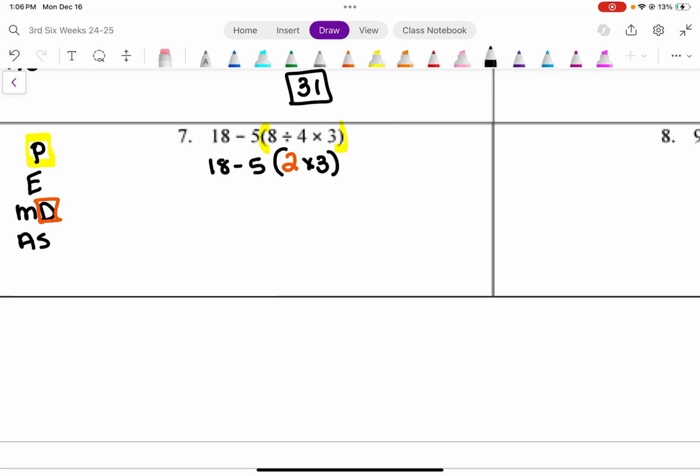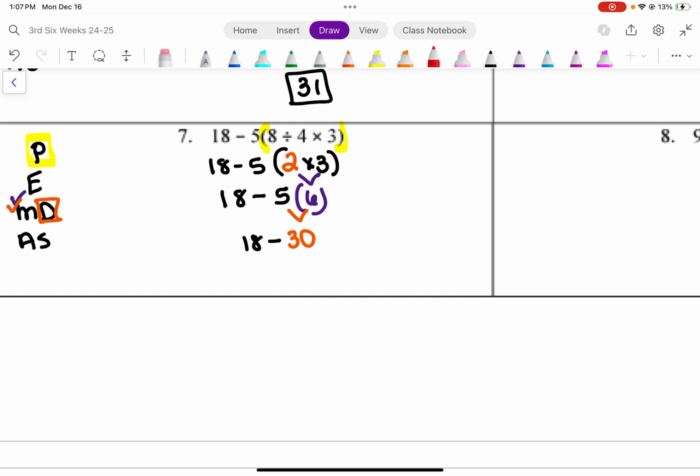Now I'm going to do 2 times 3, which is 6. Leave the parentheses, so I had multiplication. Write down everything else. Now I have multiplication again. You can leave that sign because there's only one. So 5 times 6 is 30. So multiplication again. And now I'm going to subtract.